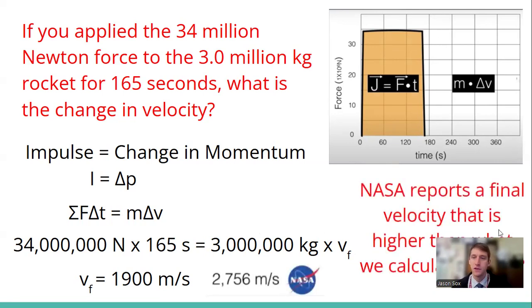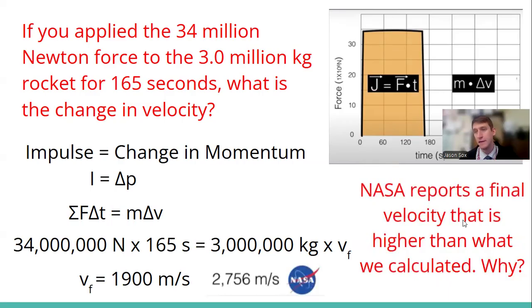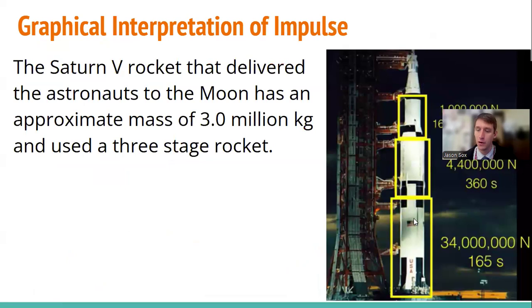Now, here's a thought for you. NASA reported that the final velocity of the rocket was actually higher than that. NASA said that after stage one, the rocket should be traveling at 2,756 meters per second. So why is that? Well, physics can't lie. Why would the actual exit velocity after that stage be higher? Go back and think about what's happening to the rocket as this thing burns.